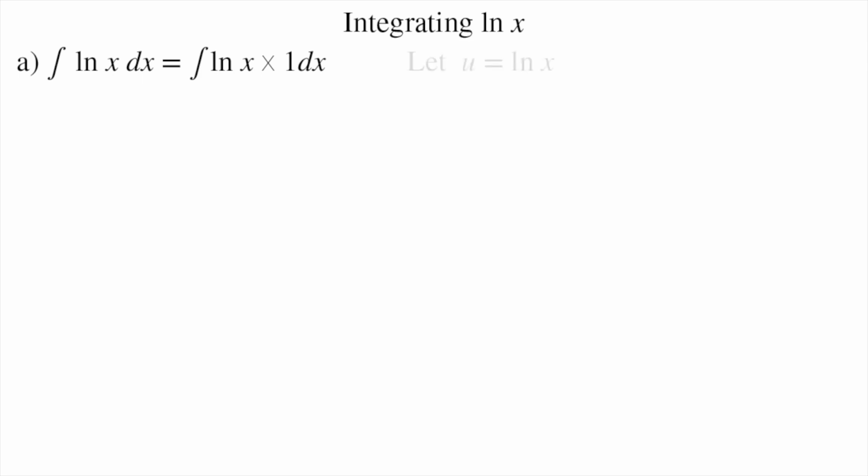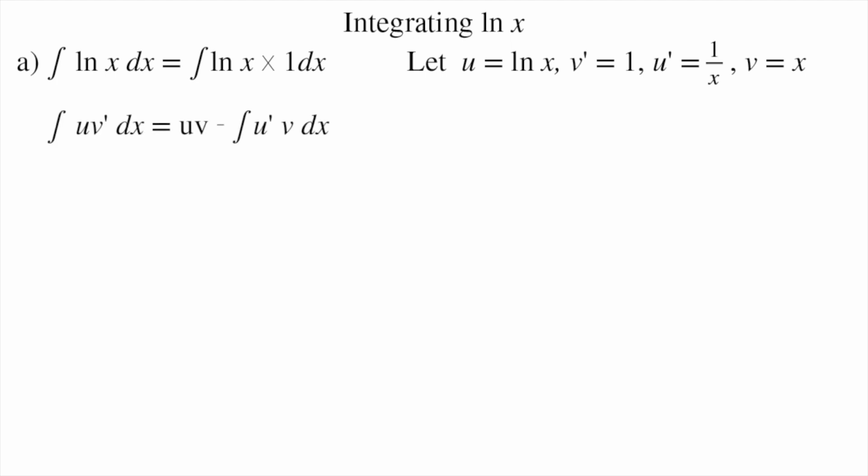So, if we let u equal ln x, and v' equal 1, then we have u' is equal to 1 over x, and v is just equal to x. We're going to ignore the constant of integration for now. Recall that when integrating by parts, we have the integral of u times v' dx, where u and v' are functions of x, is equal to u times v minus the integral of u' times v dx.